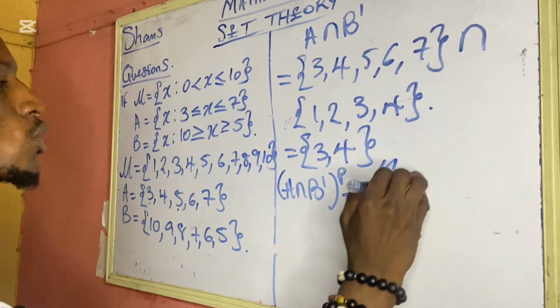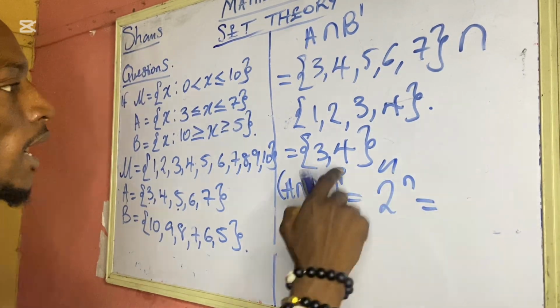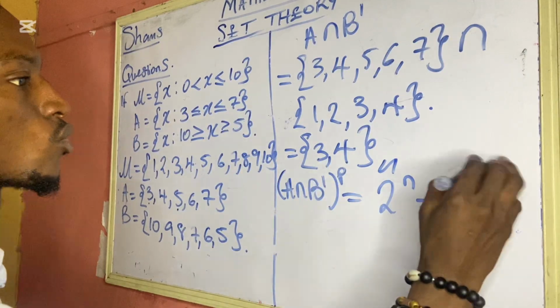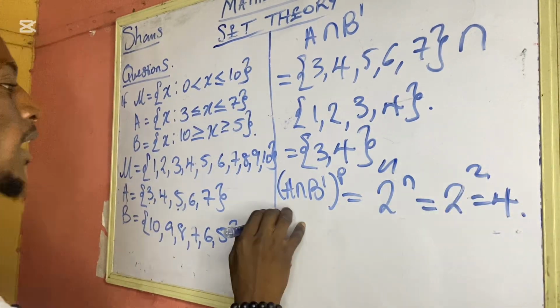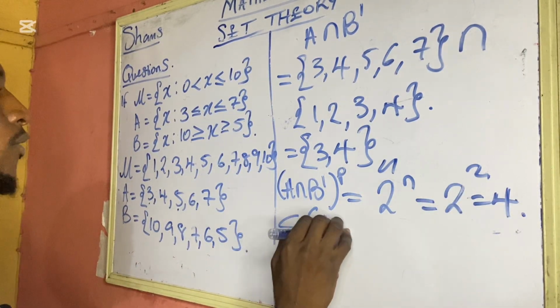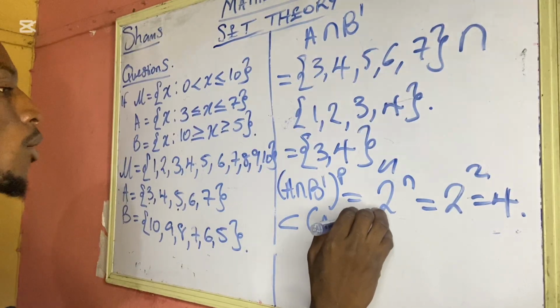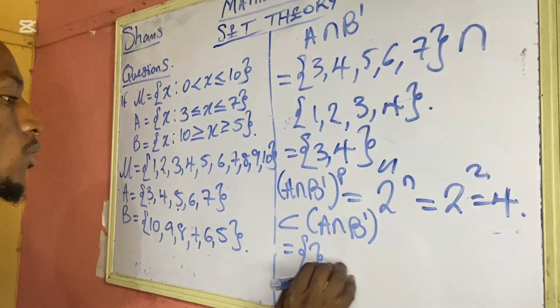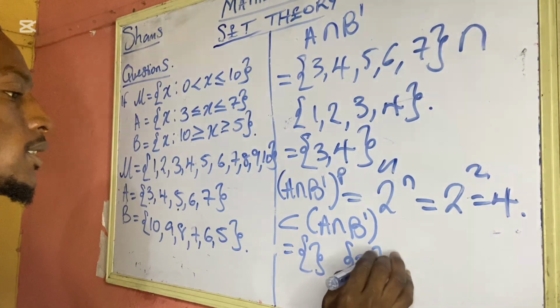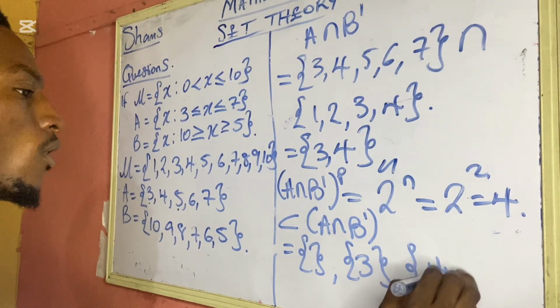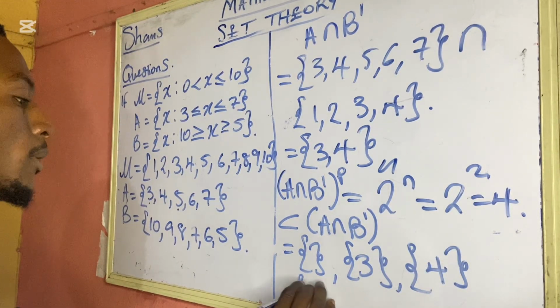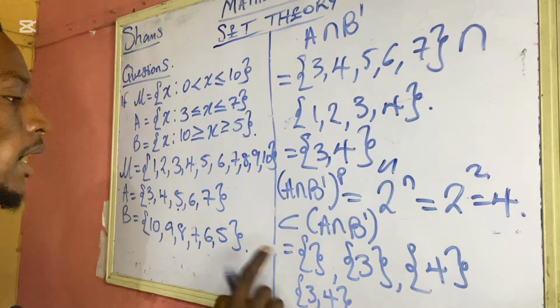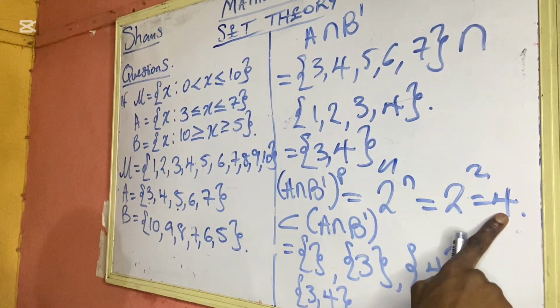Now, what if they ask us to find A intercept B, then the power set? That will be 2 raised to power n. Don't forget the formula. That's 2 raised to power 2, which is 4. What if they ask us to find the subset of A intercept B complement? That will be the empty set, thank you. Set 3, element 3, thank you. Element 4, and the last one, elements 3 and 4. That's 1, 2, 3, 4, which is the same thing as this 4.